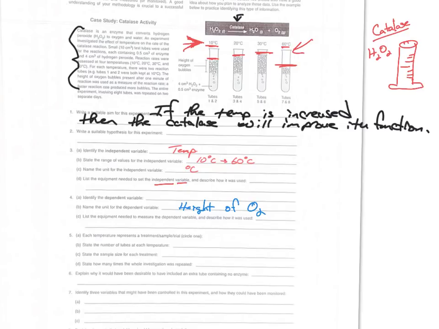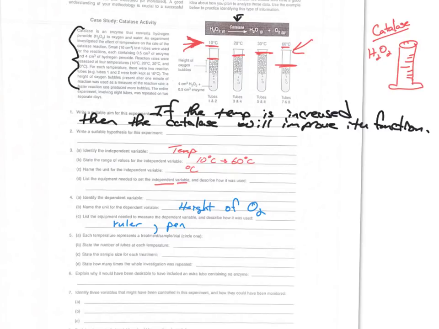List the equipment needed to measure the dependent variable. Well, a ruler, some kind of pen to mark it, and you're ready to go to mark it on the test tube.